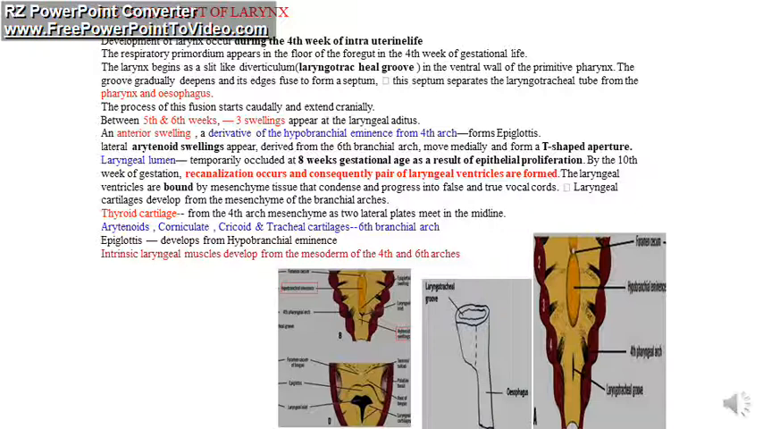Subhan Allah, all this complex formation develops between the 4th and the 10th week of gestation. Any question?